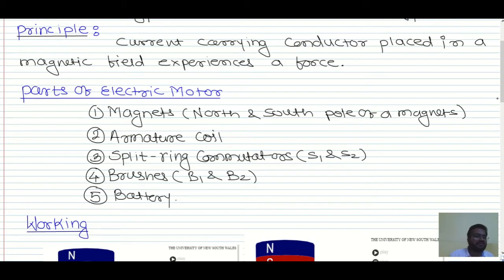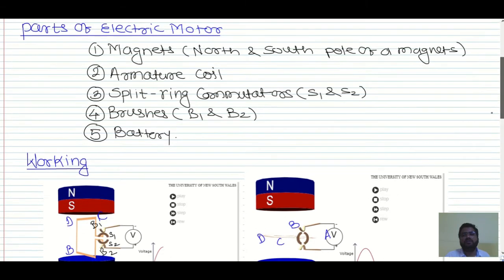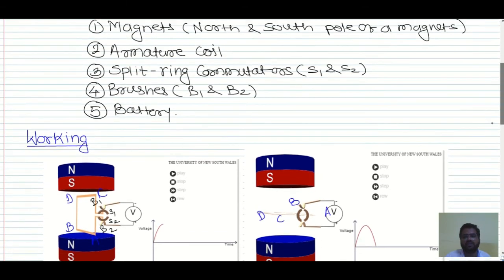Now what are the parts which we use over here? The parts of the electric motor: the magnets, as you can see over here, the south pole of the magnet and the north pole of the magnet. I'll just show. As you can see, this is the north pole of a magnet and this is the south pole of the magnet. So magnets we have, then we have the armature coil. As you can see over here, this is A, B, C, D. This is the armature coil. We have a rectangular armature coil.